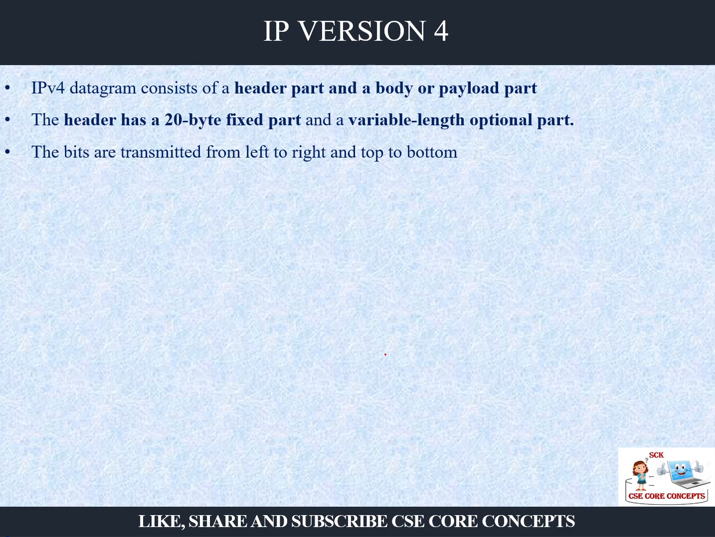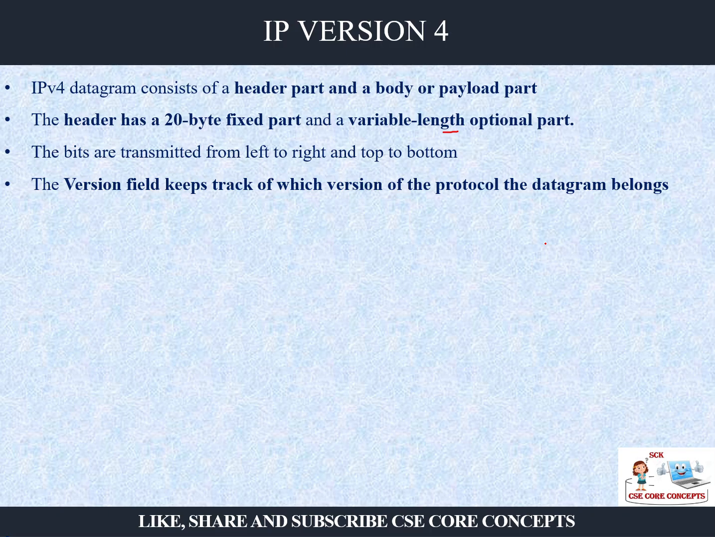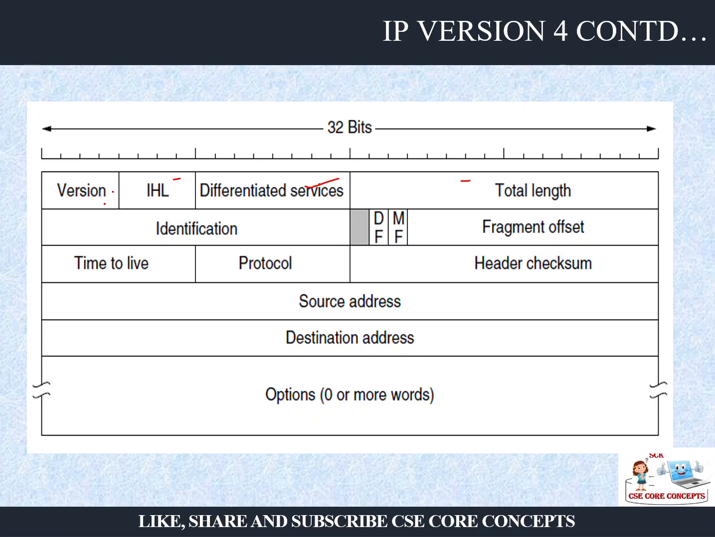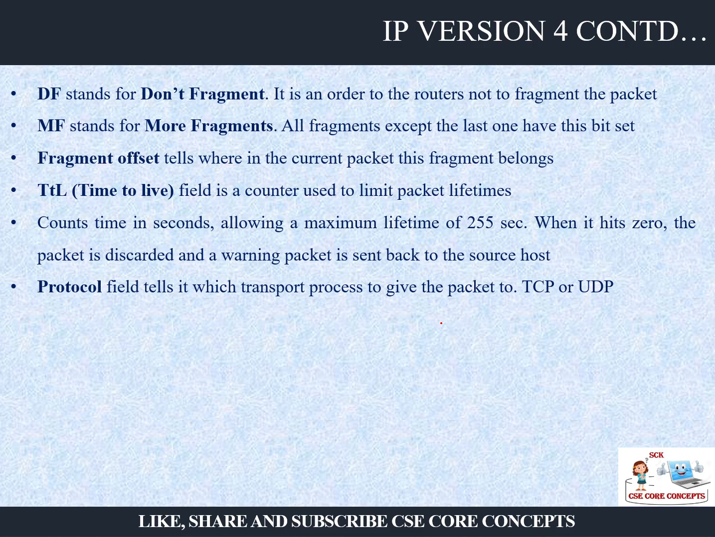The header has a 20 byte fixed part and a variable part. One is fixed, that has to be there, and the later part is optional. Altogether it is 32 bits wide. The bits are transmitted from left to right and top to bottom. The first field is the version, then IHL, differentiated services, total length. We go from left to right and from top to bottom. Then there is identification, then we can see two small fields DF and MF, and fragment offset. Let us see one by one what these fields stand for.